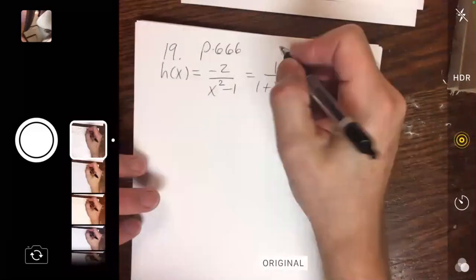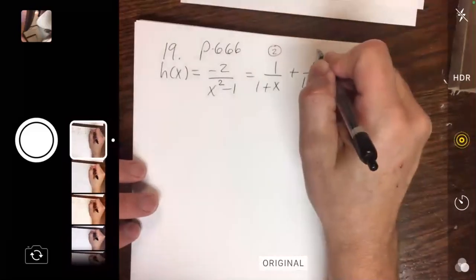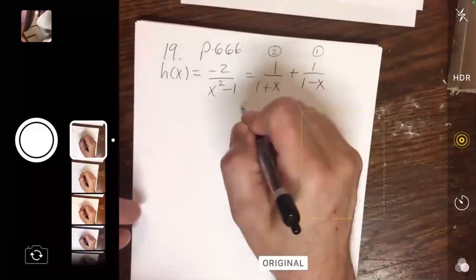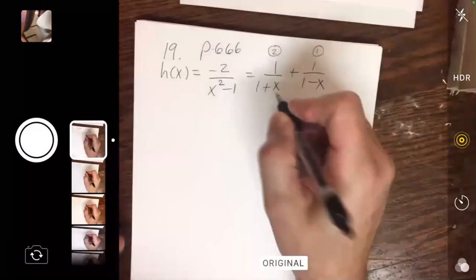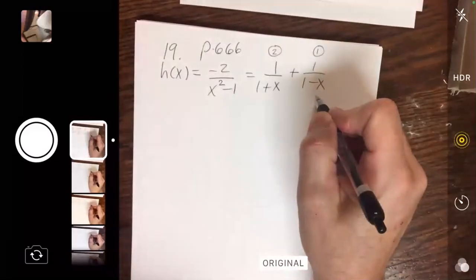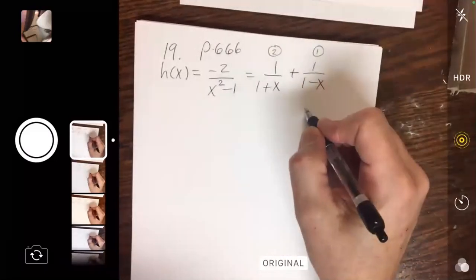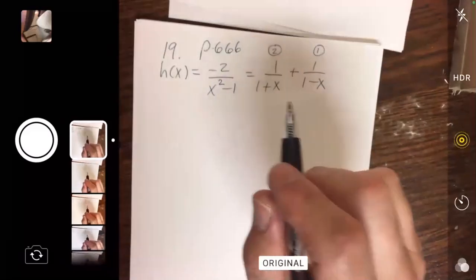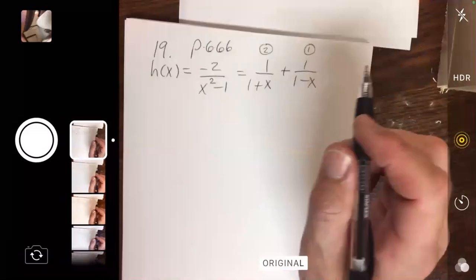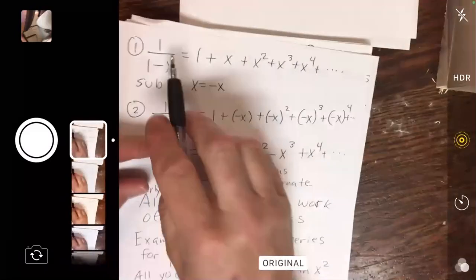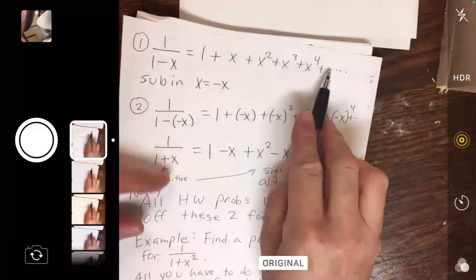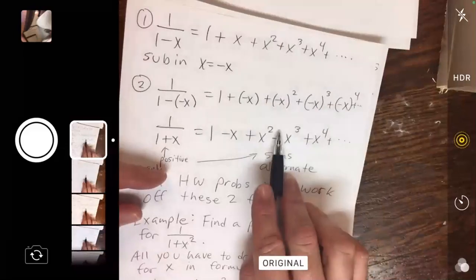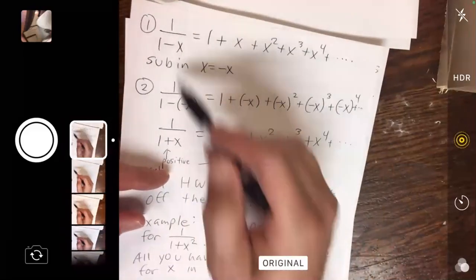Now, do you see that this directly matches formula 2 and this directly matches formula 1? Remember on formula 2, we wrote it exactly like this. Do I need to write them down individually, or can I just sub in the pieces? You can just sub in. 1 over 1 minus x is all positive signs, and 1 over 1 plus x had the signs alternate. I'm just directly going to plug these in. That partial fraction expansion worked out directly to these two formulas.